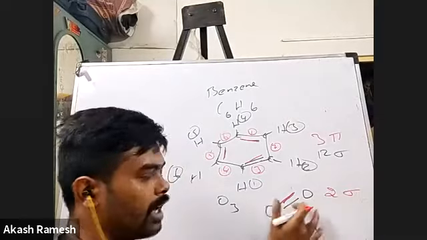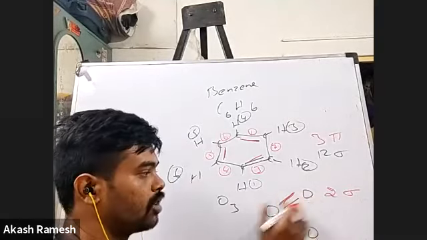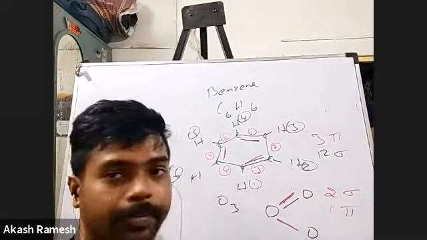And obviously there is only one left. That is the second bond which is getting formed between these two oxygen atoms. So I have 1 pi bond.